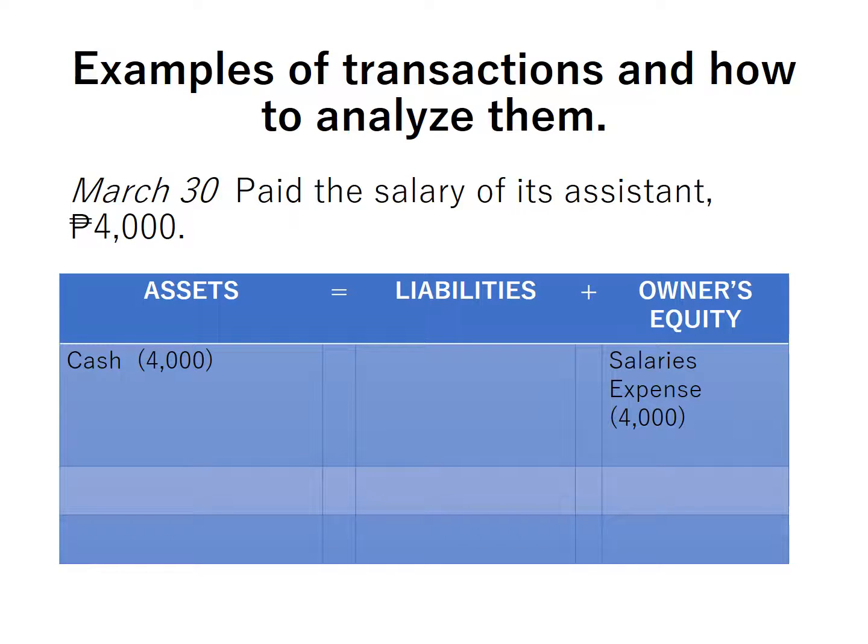On March 30, the business paid the salary of its assistant, 4,000 pesos. Cash decreased by 4,000 pesos. Salaries expense increased by 4,000 pesos.